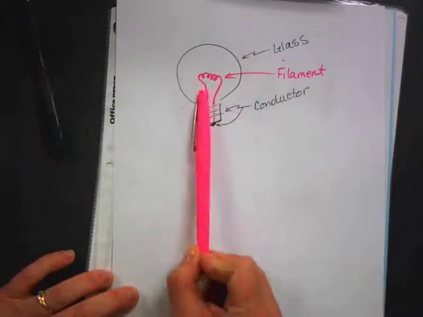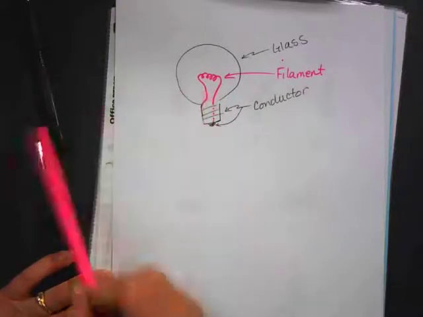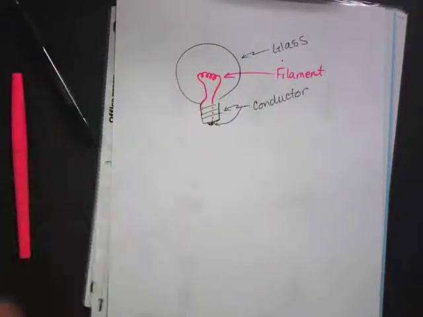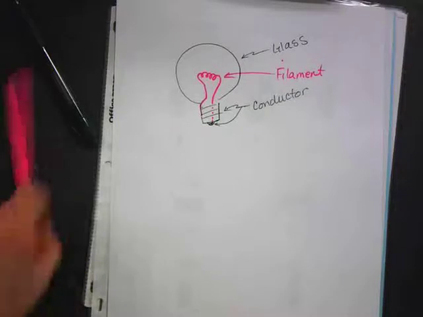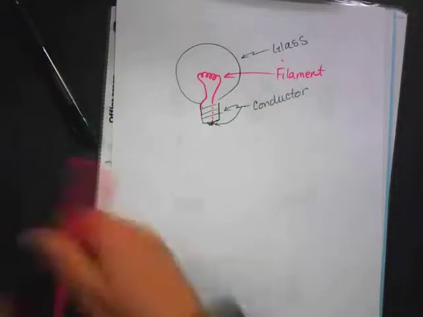So the reason for that partial vacuum is to reduce the rate of evaporation. And when these filaments get so thin, they'll actually break. All right.